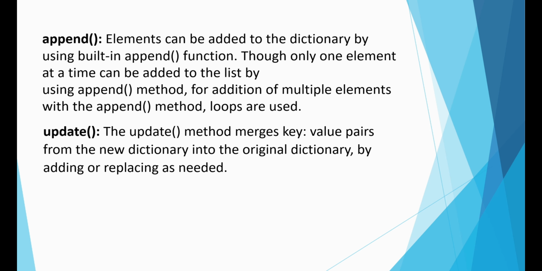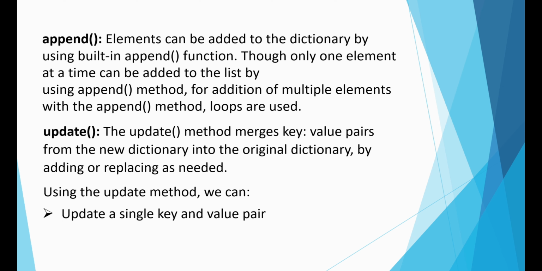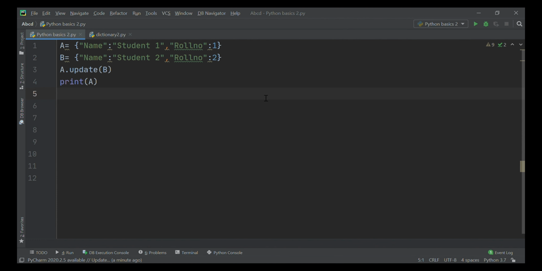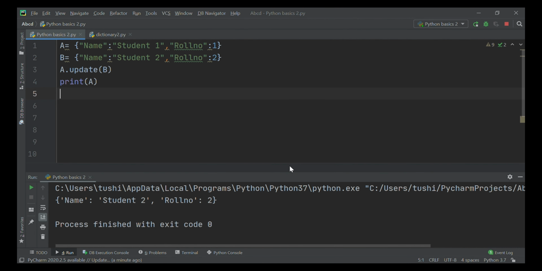Update method merges key and value pairs from the new dictionary into the original dictionary by adding or replacing as needed. Using the update method, we can update a single key and value pair and update multiple key and value pairs. In this program, we have used the update method to update the values of the dictionary. As we can see in the output, values of dictionary A have been replaced by the values of dictionary B.